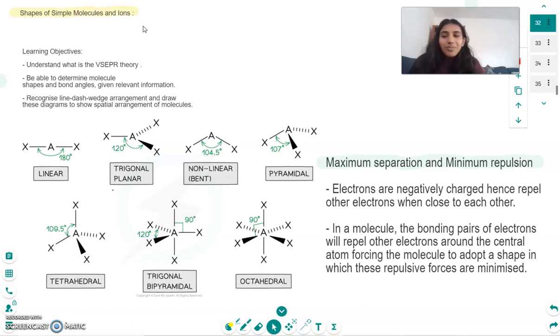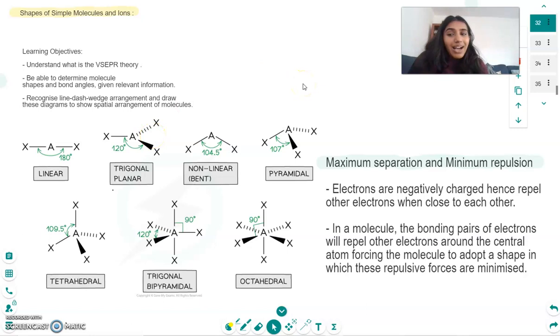No. So I'm going to point you towards these diagrams here, and that's exactly what they are. Line dash wedge. The line is used when it's on the plane. The dash is for when it's away from you, and the wedge is when it's coming towards you. So that's all the same in all of these molecules. The wedges are always coming towards you, and the dashes are going away.